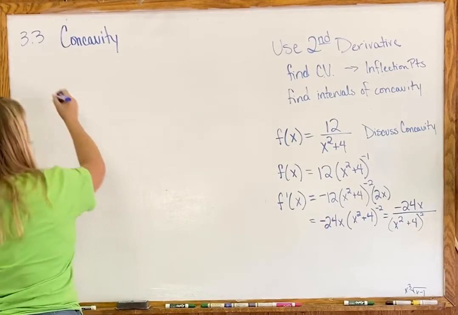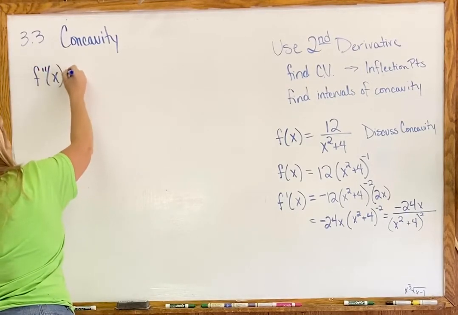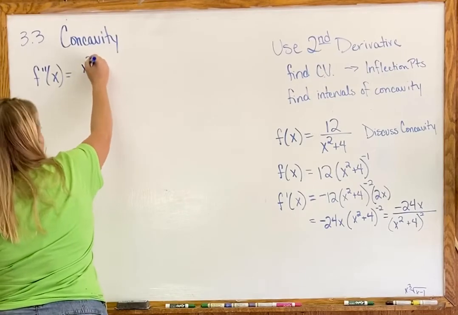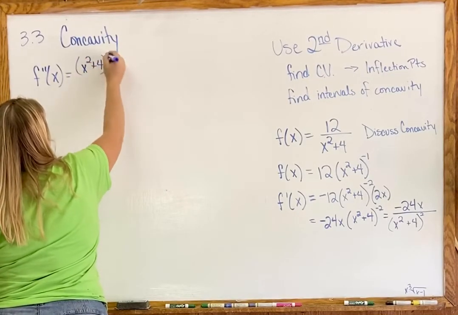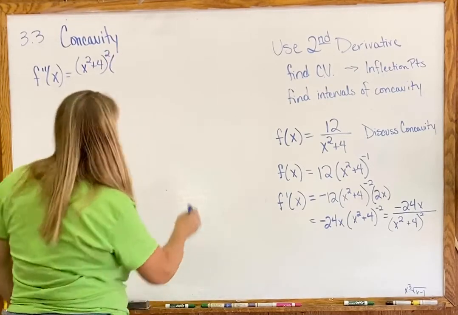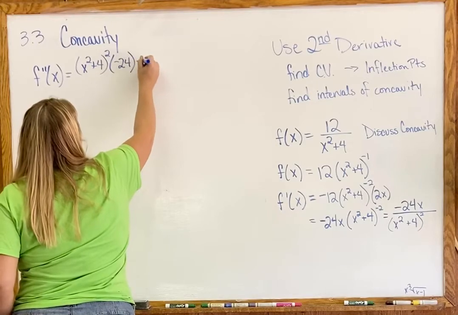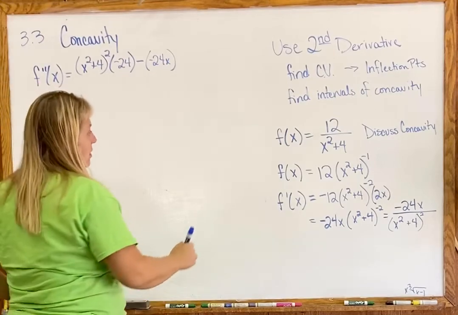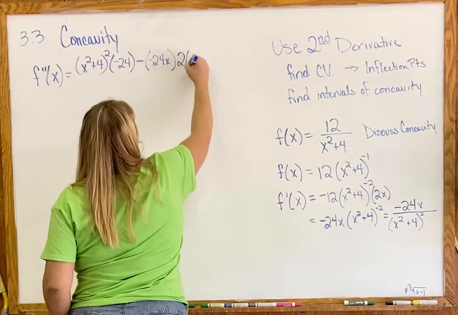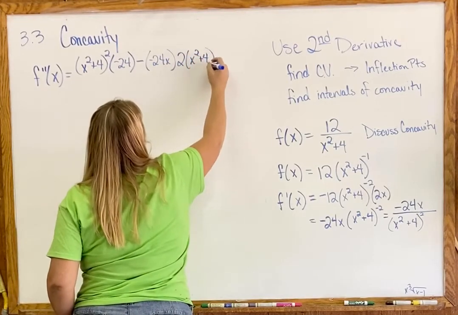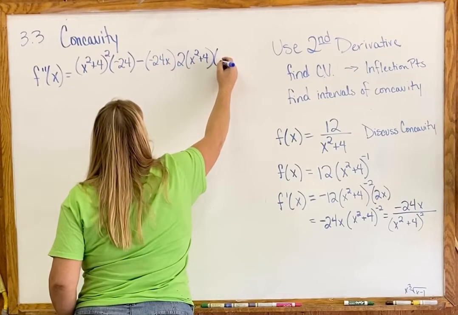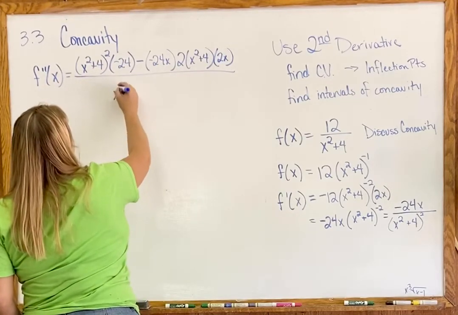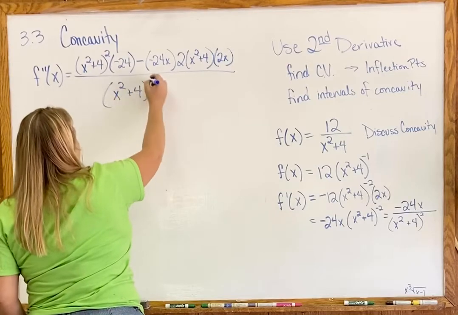We'll come over here. So now we're finding f double prime of x. All right, so we're using the quotient rule, so we're going to go low d high: x squared plus 4 squared. The derivative of the high is just negative 24. Minus high, negative 24x. D low, which will be bring down the 2, x squared plus 4, and then the derivative of the inside is 2x, right? New exponent is 1. And then all of this over x squared plus 4 to the 4th power, right?